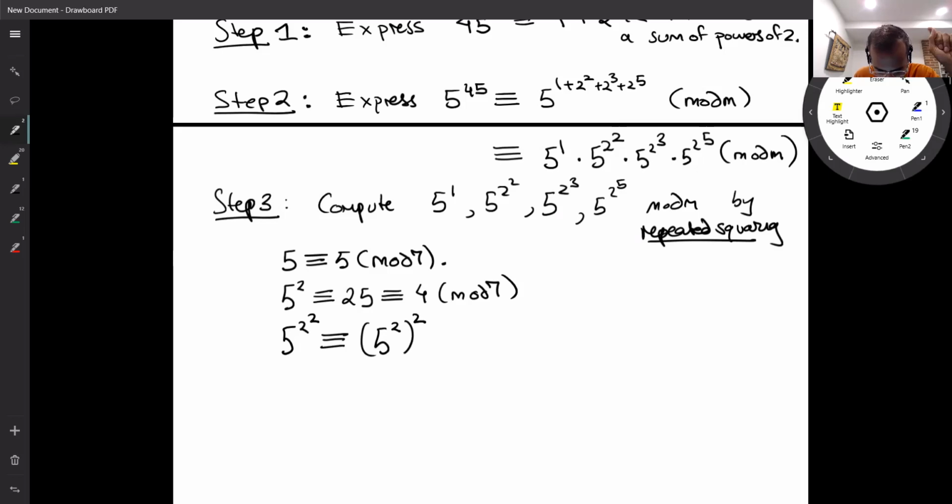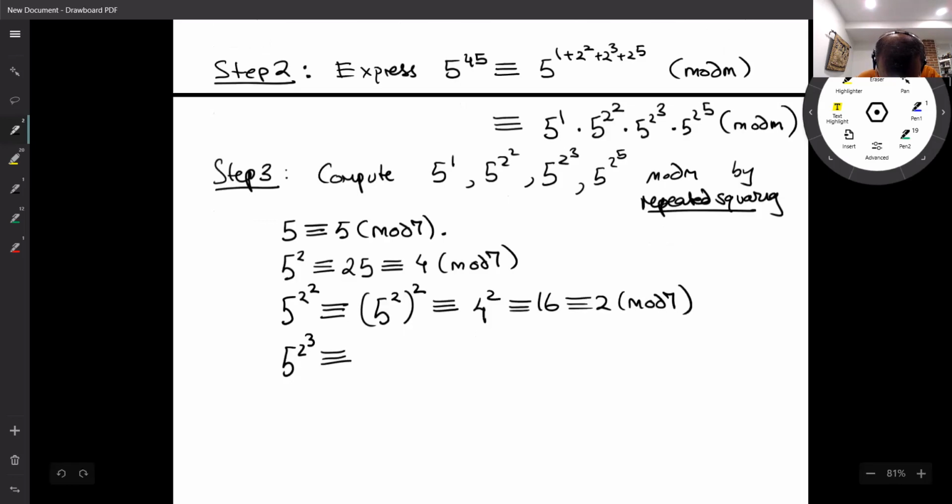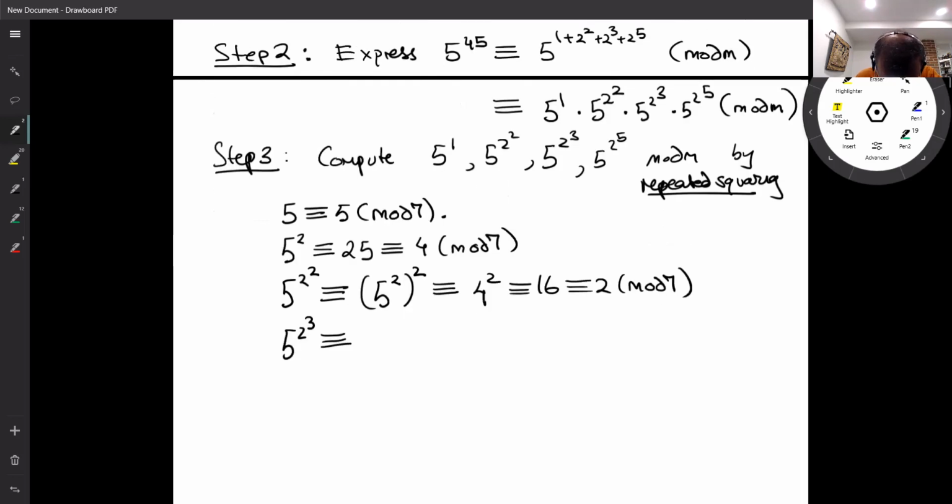And now what would I do if I wanted to save myself some effort? Yeah, plug in the value from the previous step. So this is congruent to 4 squared, which is congruent to 16, which is congruent to 2 modulo 7. And now you have 5 to the 2 to the 3. What do you do there? Four cubed. 4 cubed. Where did you? 4 squared. Okay, let's be more systematic.